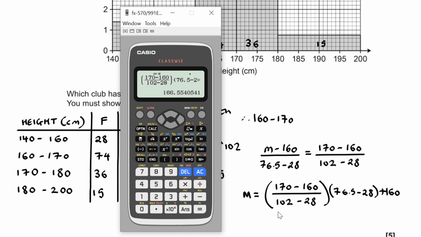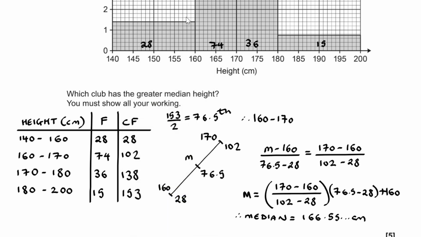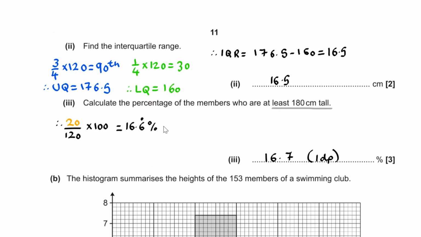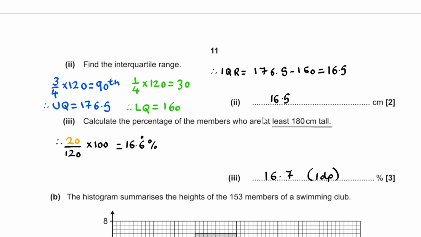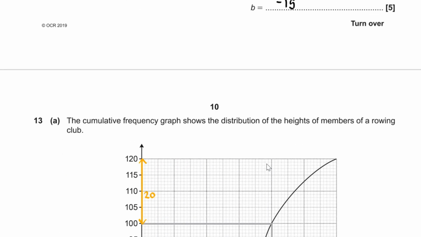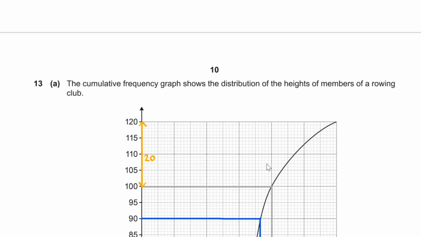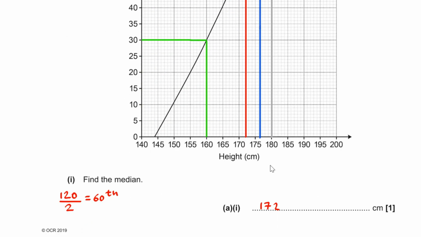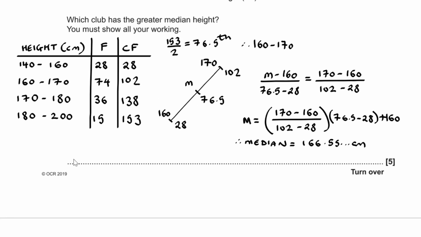So it turns out here we get the median being approximately equal to 166.55 etc. centimeters. And if we go back to what the median was for the other one, we had 172, and therefore what we can conclude is the rowing club has a greater median. So the rowing club has a greater median.